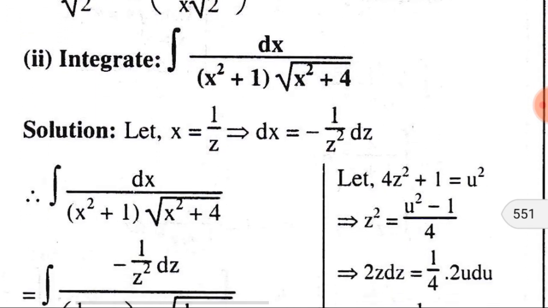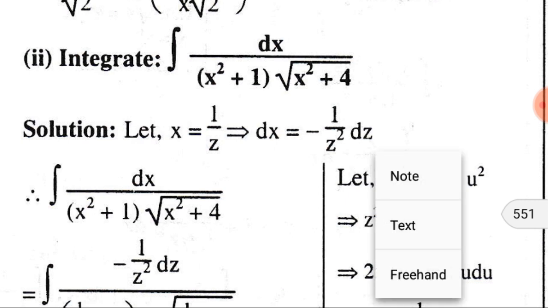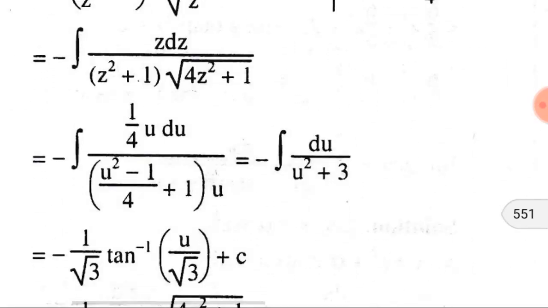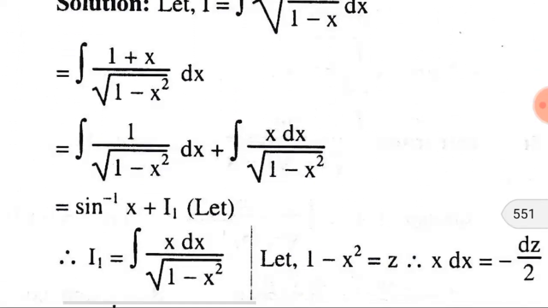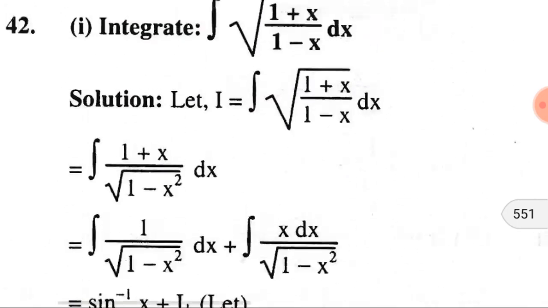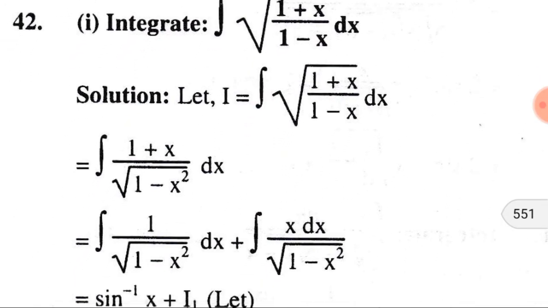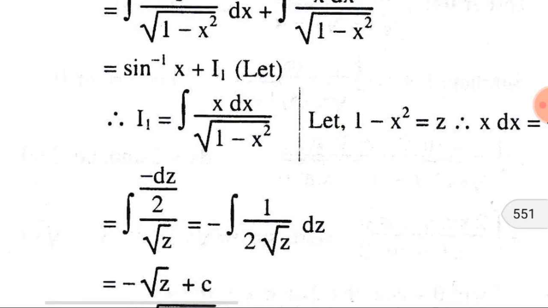Dear audience, you also can do this problem, that means following the above problem you can solve this problem. Here is another problem, it is solved here. I hope that pausing the video you can solve this problem.